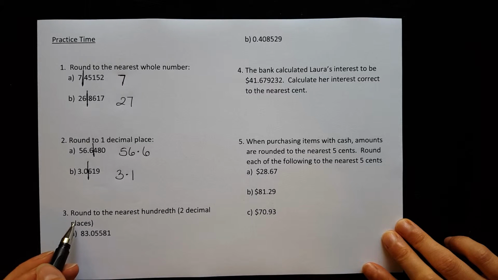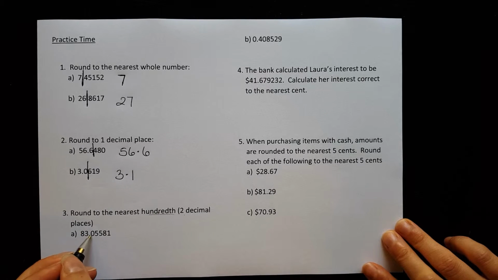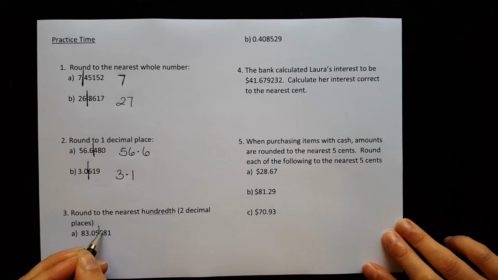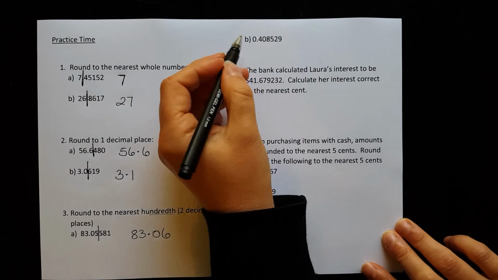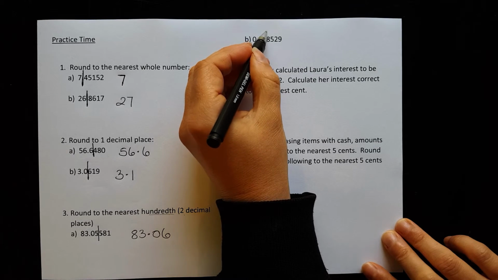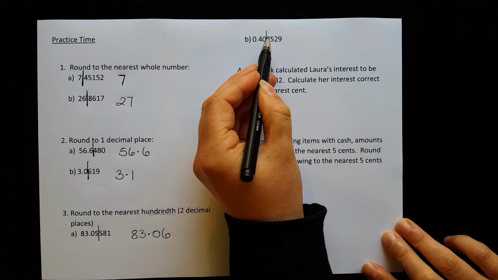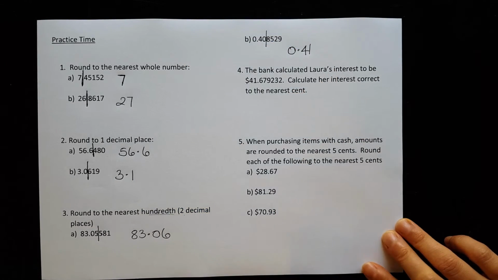Question 3, round to the nearest hundredth. Hundredth is 2 decimal places. So 1, 2, then draw the line. It's a 5, so I need to round that up to be 83.06. For B, 2 decimal places, 1, 2, then draw the line. 8 is also above 5, so I need to round this up to be 0.41.